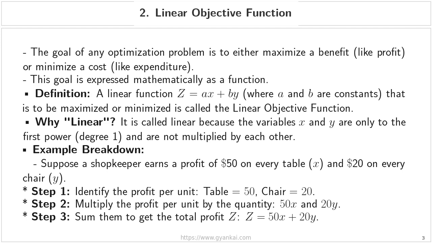Now that we've identified our decision variables, those unknowns we are trying to solve for, let's move on to the second key component, the linear objective function. As we move to the next slide, keep this function in mind, because while this function tells us our goal, the next concept, the constraints, will tell us the limits we have to work within.